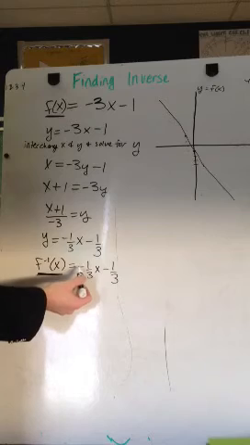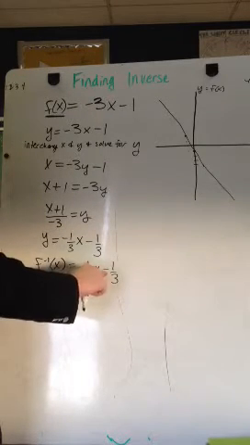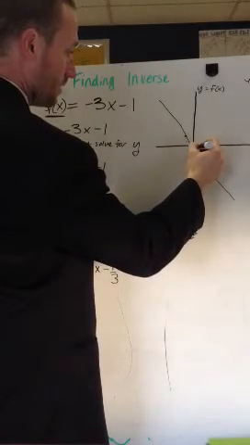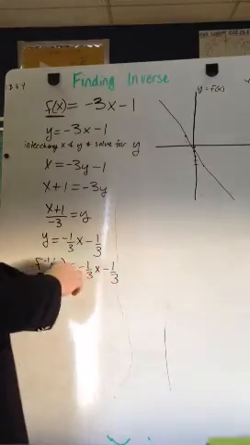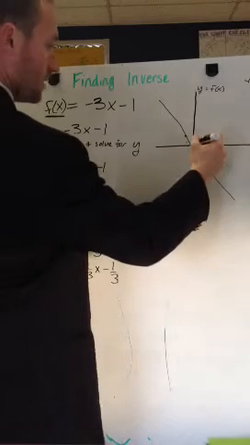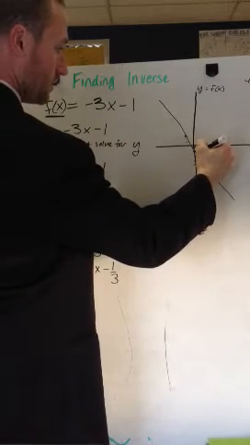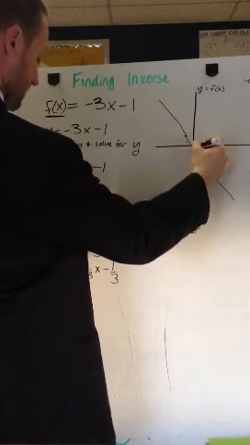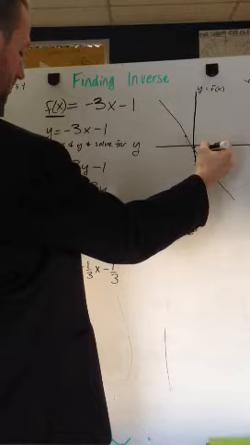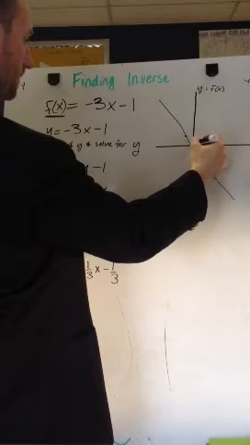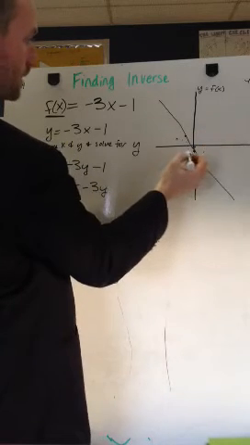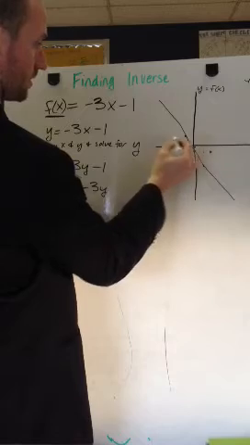Let's graph this just for fun. -1/3 x minus 1/3 happens to have a y-intercept at -1/3, about right there, and a slope of -1/3. Let's see, rise over run, so down 1 and over 3. Same as going up 1 and left 3. So our line looks something like this.